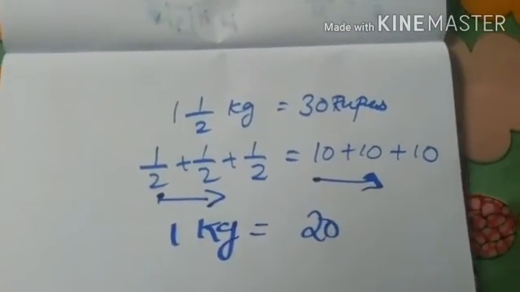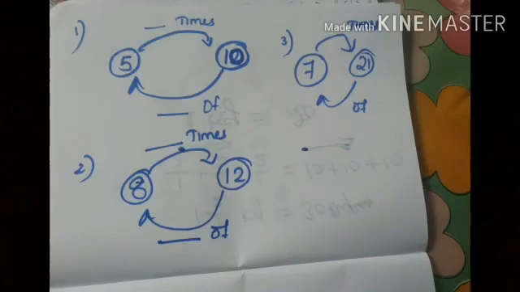Okay, children. This is my question. Here, 3 questions are given. You want to find out the terms in times and of. What should be the times part and what should be the of part of these 3 questions? Okay, children?